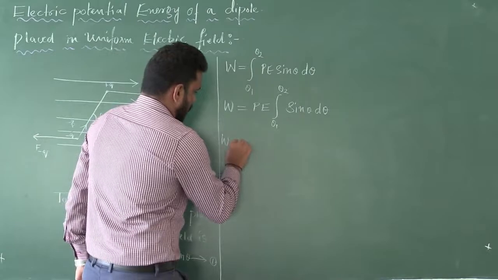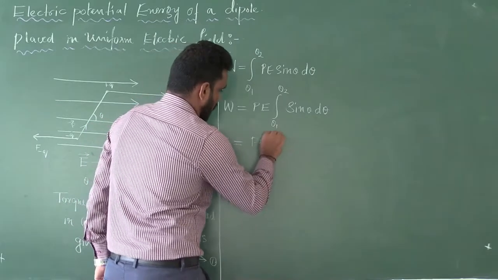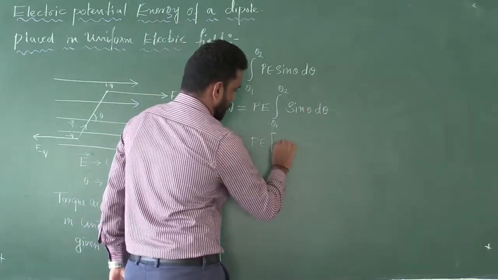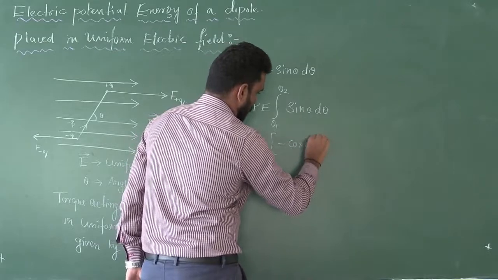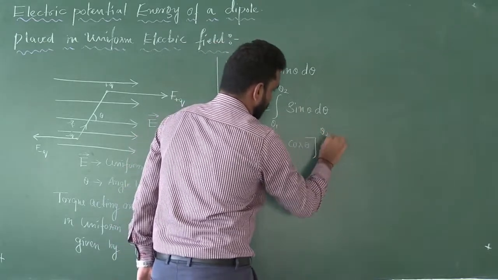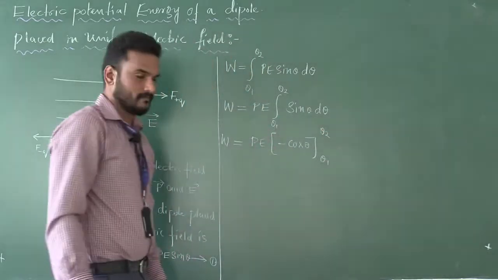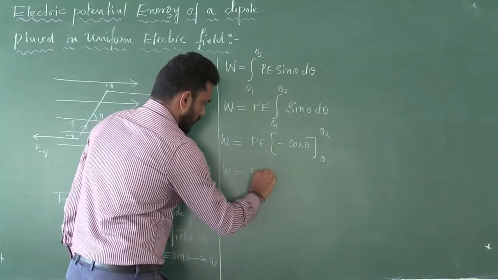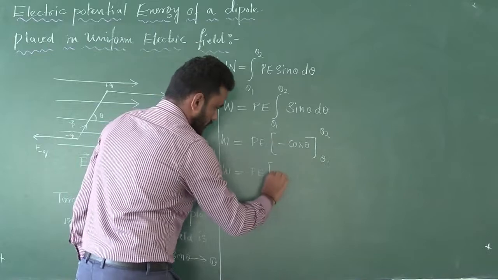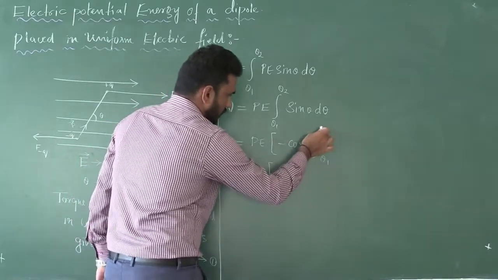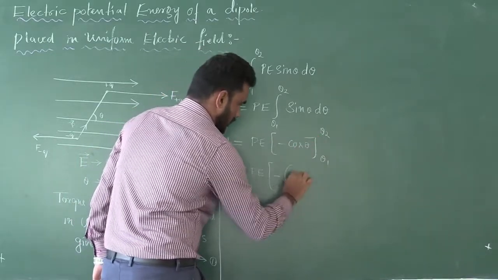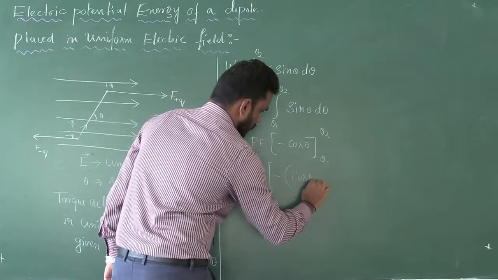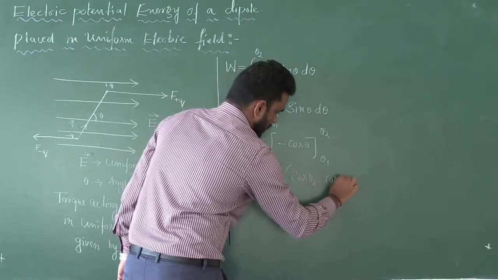Then W is equal to P into E. What is the integration of sin theta? Minus cos theta. What is the upper limit? Theta 2. Lower limit is theta 1. Then W is equal to PE. I will take minus as a common. Then upper limit minus lower limit, so cos theta 2 minus cos theta 1.